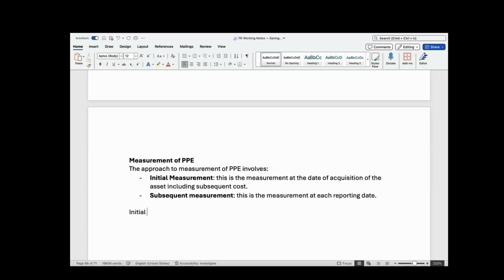The first one is initial measurement, which is the measurement at the date you acquired the asset. So an item of PPE is initially measured at cost. An item of PPE is initially measured at cost. That's how you measure an item of PPE. It's as simple as that.